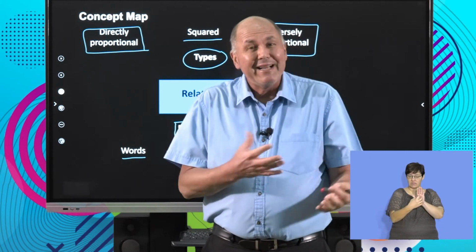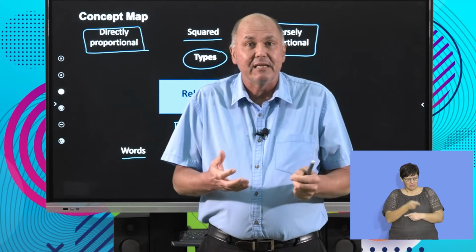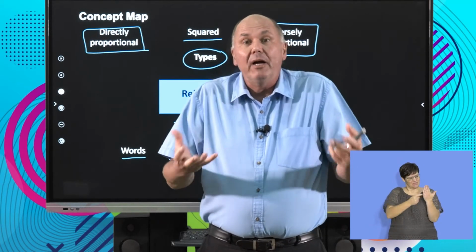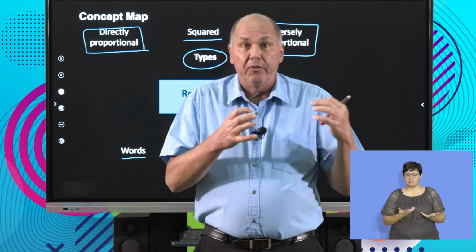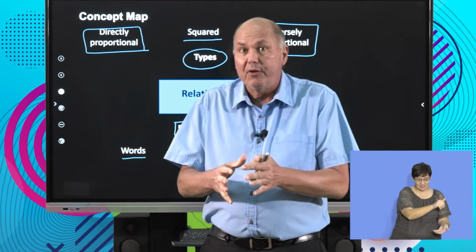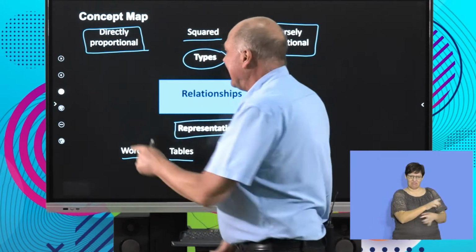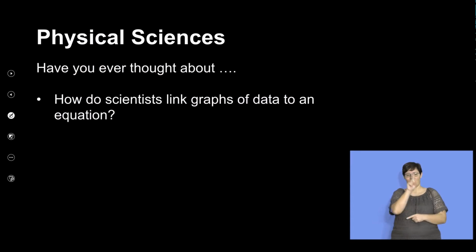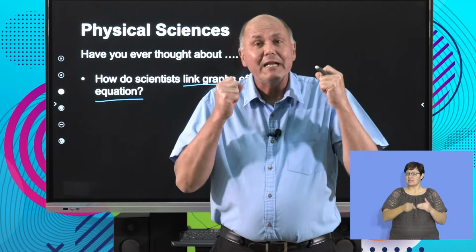And so you might have wondered, where do things come from when we're dealing with our physical science textbooks? We'll see suddenly an equation pops up or a graph is drawn. What's the link between the things that we observe, the data that we look at in an experiment, the graph that we draw, and the equation that we use to solve problems? Well, that's exactly the question we're wanting to ask. How do scientists link graphs of data to an equation? Hopefully by the end of this lesson, you'll know exactly how we're going to do it.